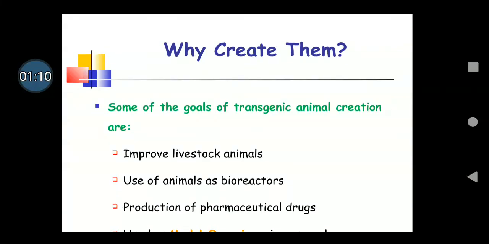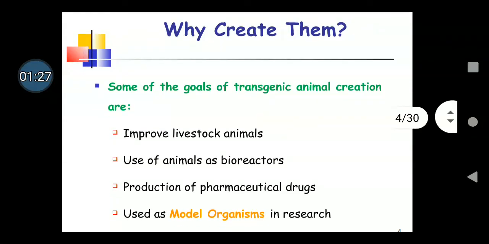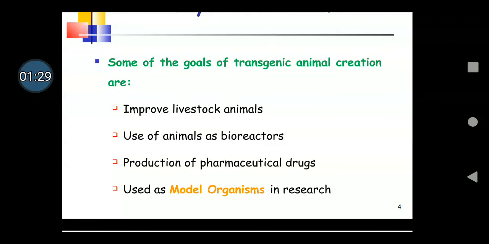Why create transgenic animals? Some of the goals of transgenic animal creation are to improve livestock, to use animals as bioreactors for the production of pharmaceutical drugs, and to use them as model organisms in research. And this is the motto for the development of transgenic animals.